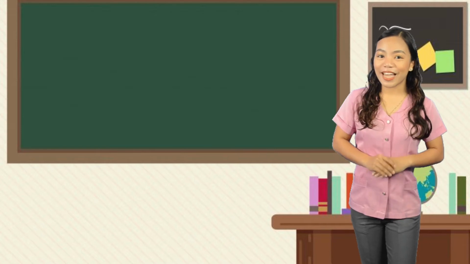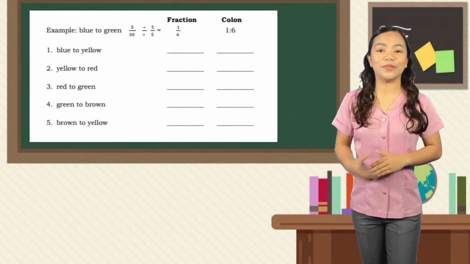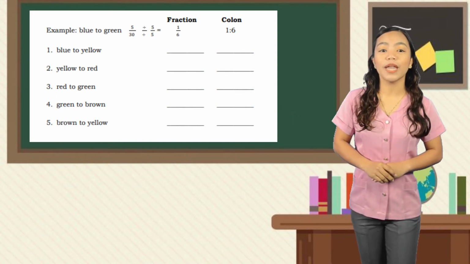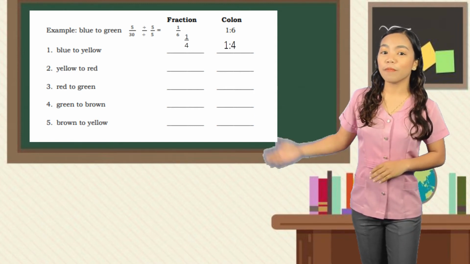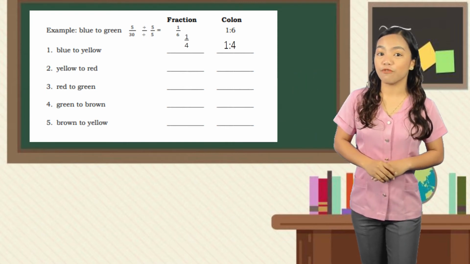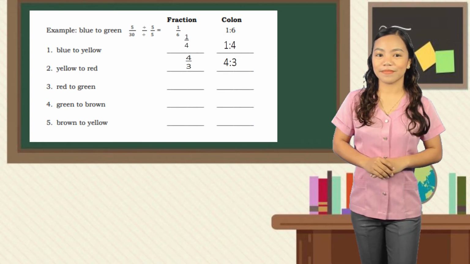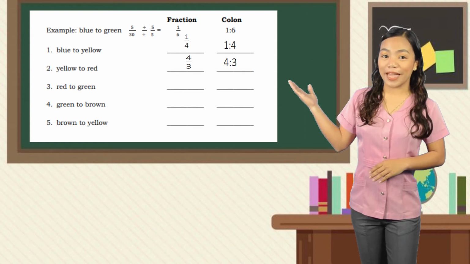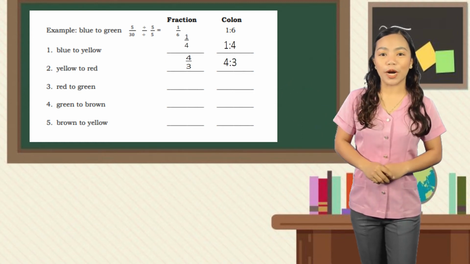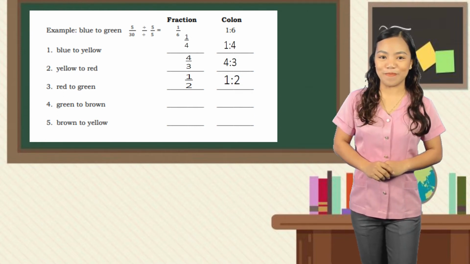Time's up! Let us check your answers. For number 1, blue to yellow. The fraction form is 1/4 and the colon form is 1:4. For number 2, yellow to red. The fraction form is 4/3 and the colon form is 4:3. Number 3, red to green. The fraction form is 1/2 and the colon form is 1:2.